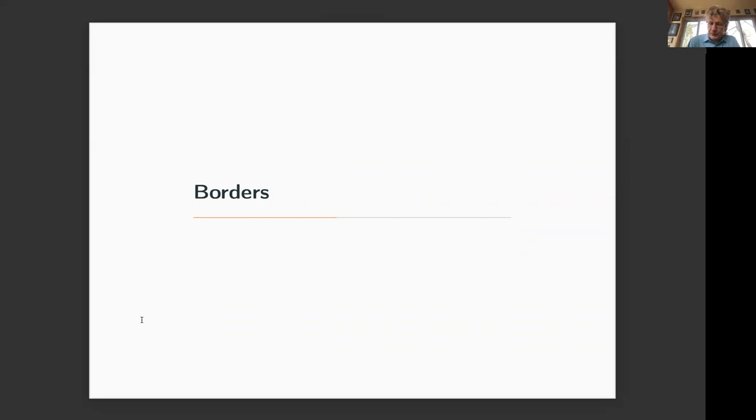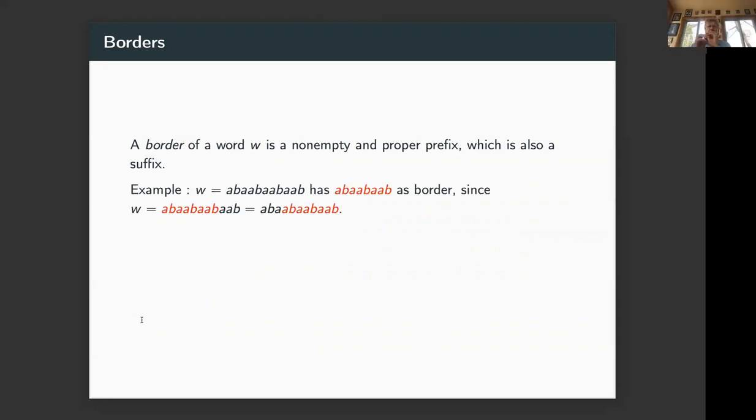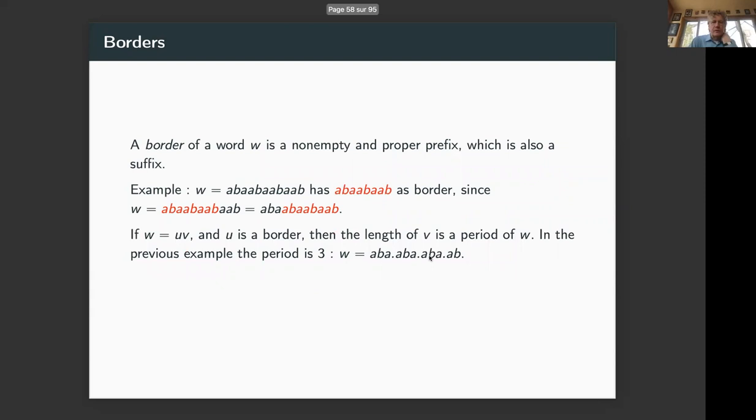Now we have a result on borders of conjugates of Christoffel words. A border of a word is a non-empty and proper prefix which is also a suffix. For instance, take this W. You can see that this red word is a prefix and a suffix. So that's why it's called a border. And it is known, and not difficult, that if W equals UV, and if U is a border, then the length of the complementary part, the length of V, is a period of W. In the previous example, you can see that the complementary length of the border is 3, and 3 is a period of W.